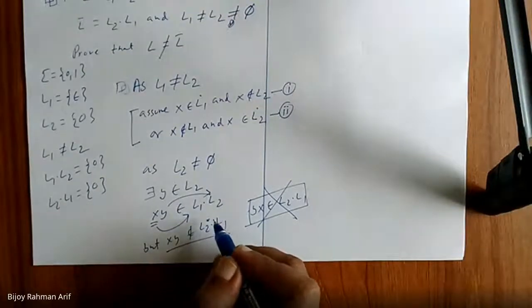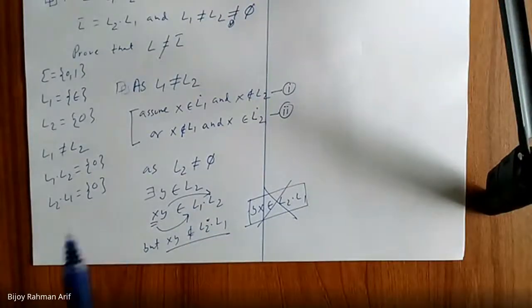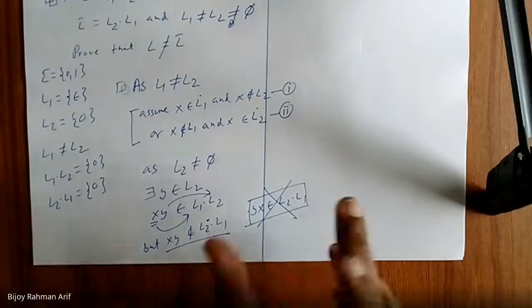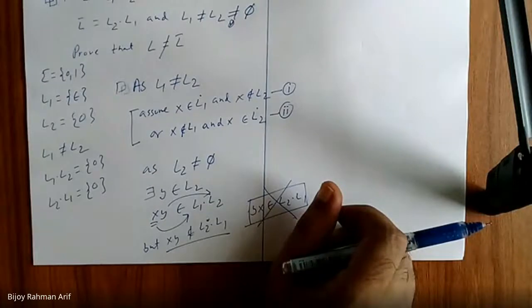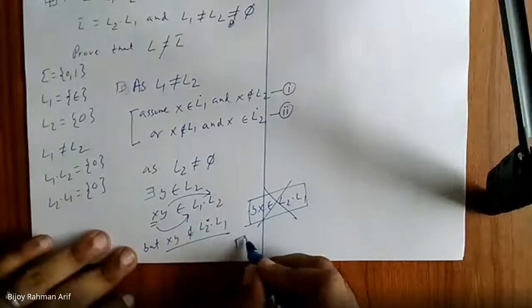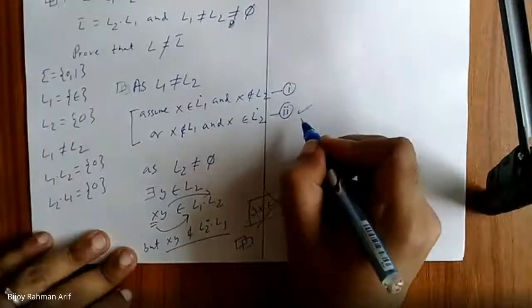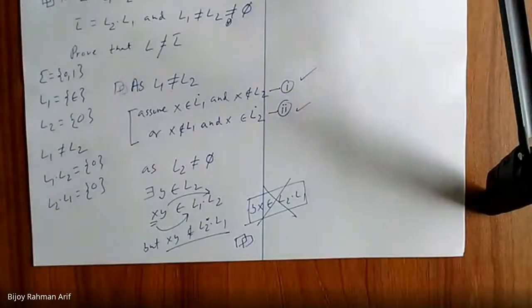A concatenation of elements from L2 dot L1 cannot start with X. Do you agree with me or not? Yes. Done. The second case is also similar. Did you understand the proof? Yes, sir.